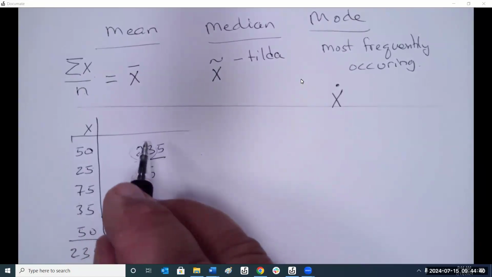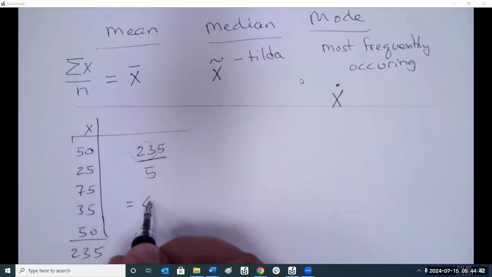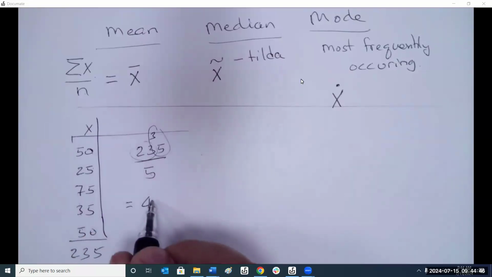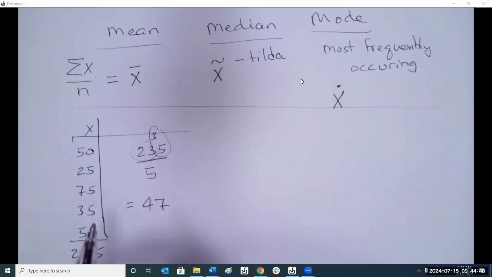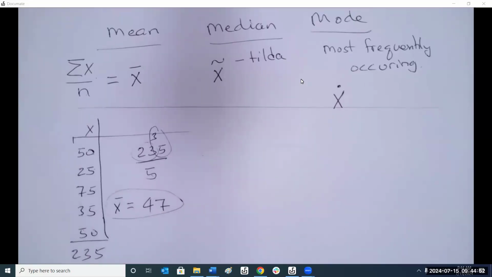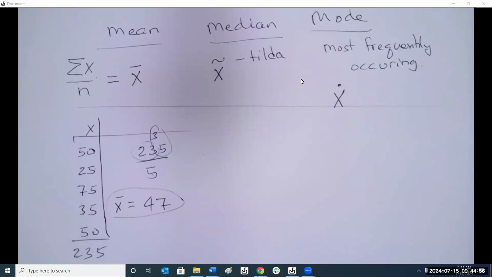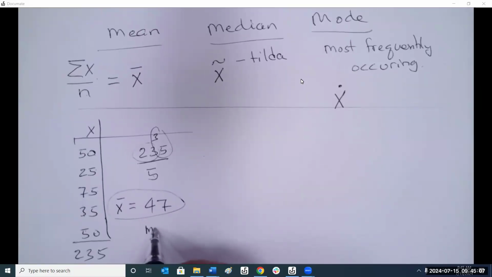5 goes into 23 4 times with 3 left over. 5 goes into 35 7 times. So the average wait time is 47 minutes, depending on what time of the day you go. The average wait time is 47 minutes. These are all in minutes.